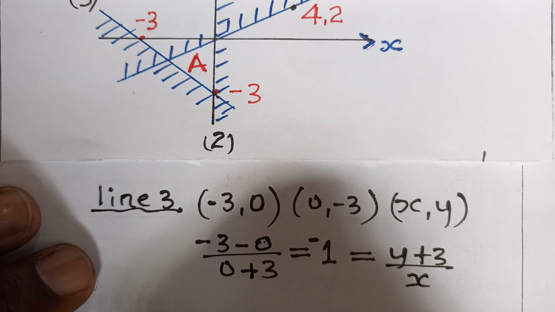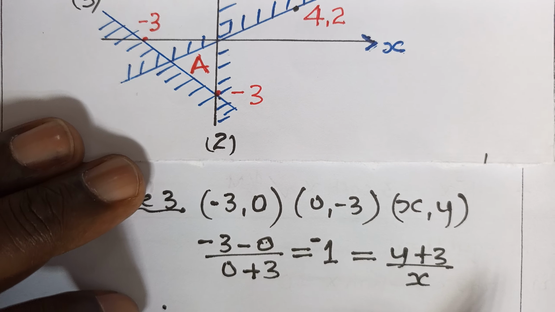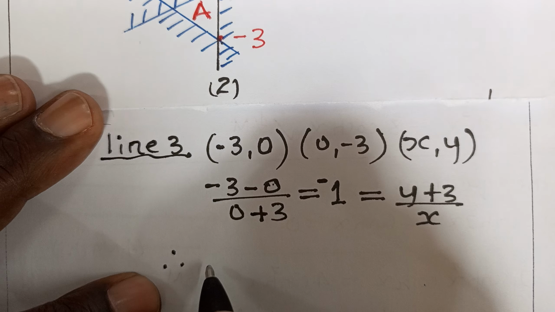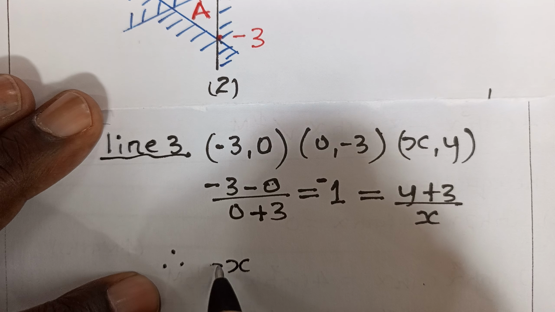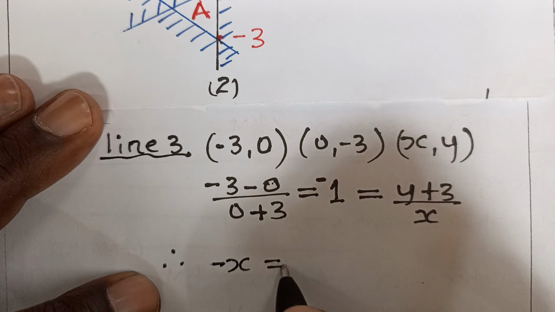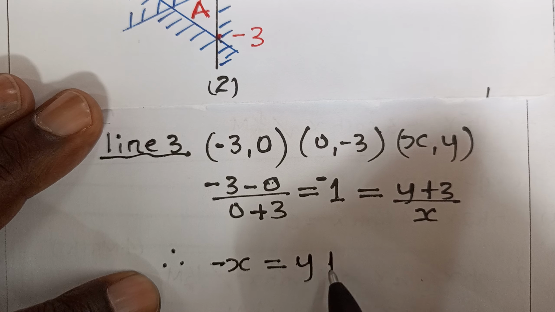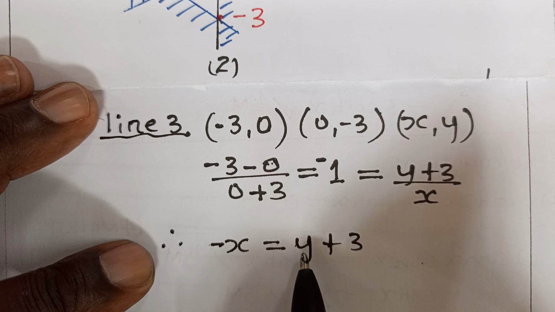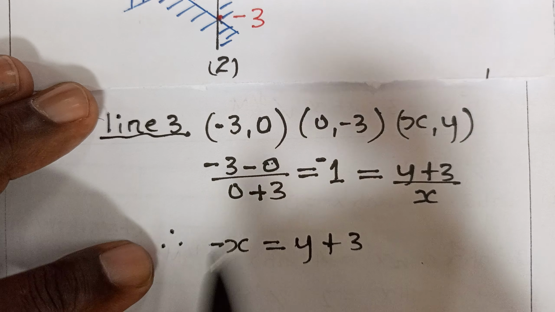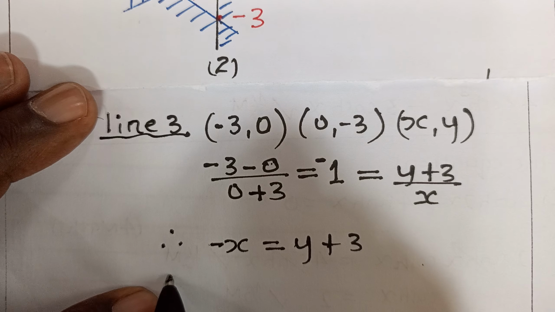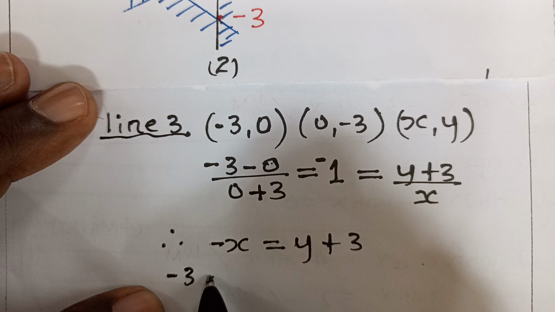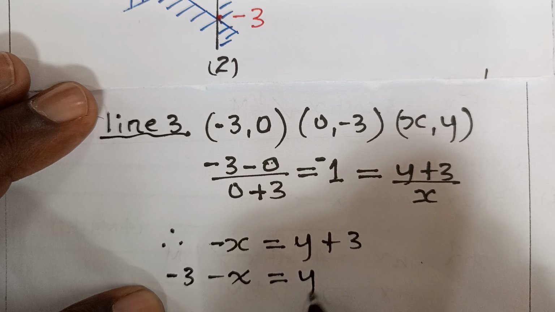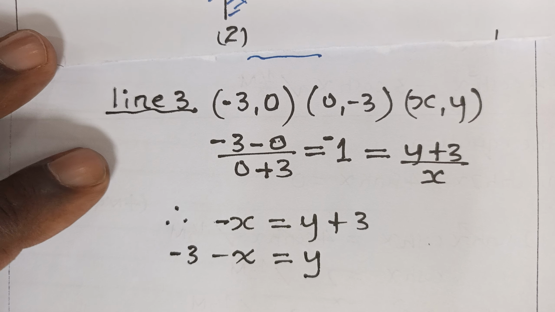And so our equation is going to be minus x equals y plus 3. Now we can leave y on this side, and 3 we bring to this side. So we shall have negative 3 minus x equal to y. Now we come to the inequality.